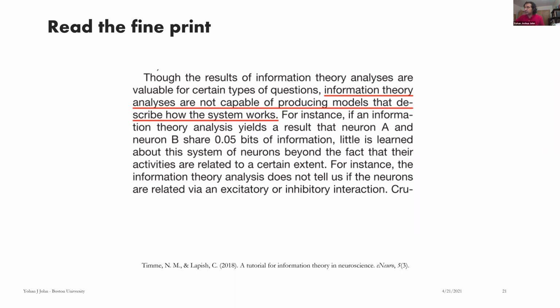Again, I guess it should be obvious by now, but information theory analyses are not capable of producing models that describe how the system works, which is fine. So this is important: for instance, the information theory analysis does not tell us if the neurons are related via an excitatory or inhibitory interaction. It will tell us that they're interacting in an interesting way, but not what type of interaction that is.